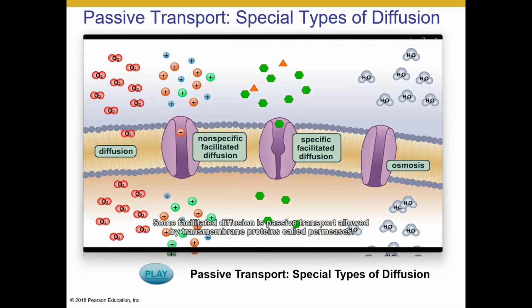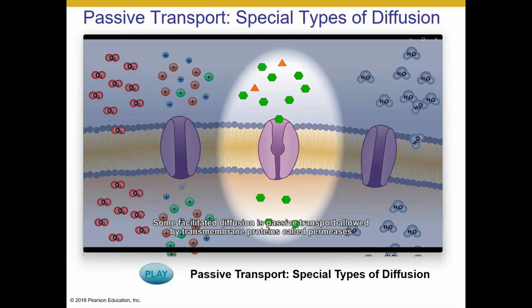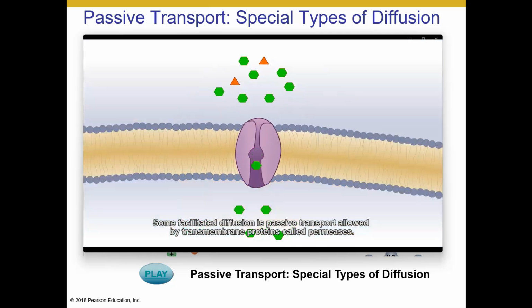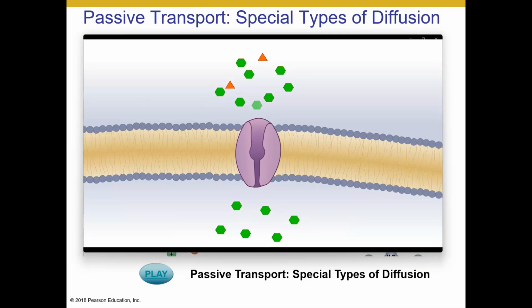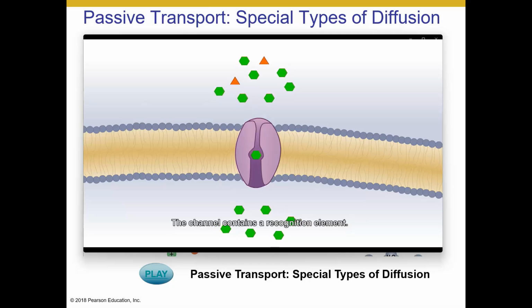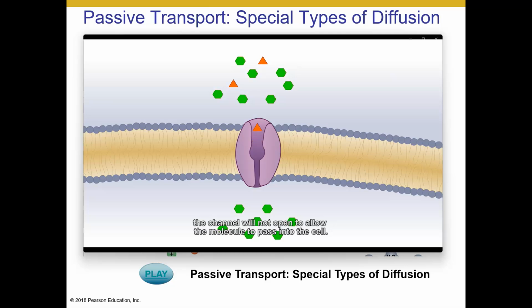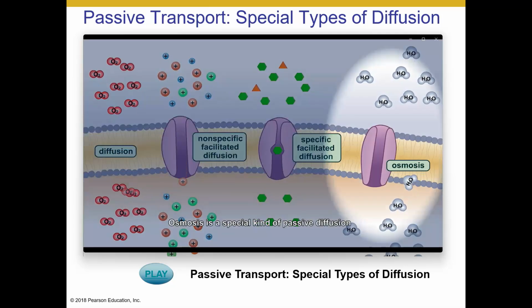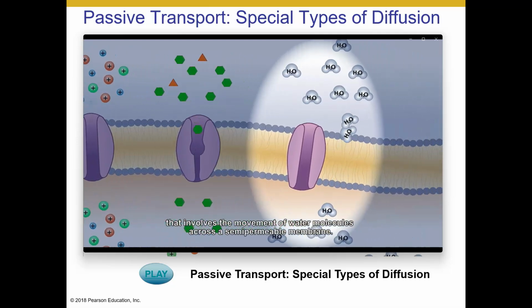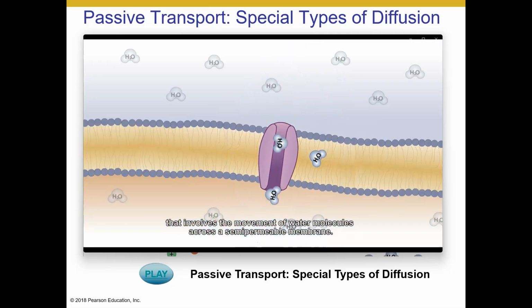Some facilitated diffusion is passive transport allowed by transmembrane proteins called permeases. In the case of specific facilitated diffusion, these permeases only allow specific types of molecules to pass through their channel. The channel contains a recognition element. If the molecule is not recognized, the channel will not open to allow the molecule to pass into the cell. Osmosis is a special kind of passive diffusion that involves the movement of water molecules across a semi-permeable membrane.